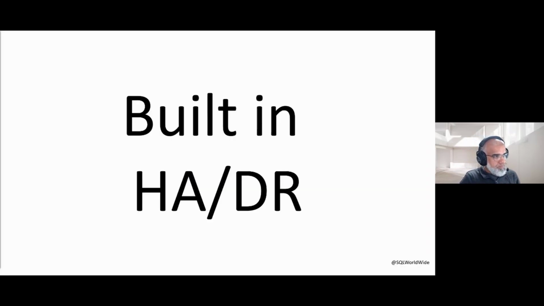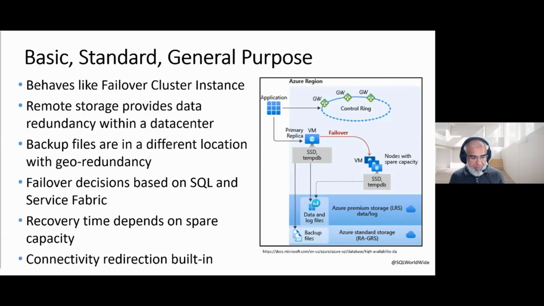It doesn't work. Built-in HADR. HADR is high availability and disaster recovery. So if you are in these tiers, as you see in this slide, what do you get? You automatically get an extra node, right? With the spare capacity. You have one copy of data and log file, but you get multiple computes. And your backup files automatically get copied, as I said before.